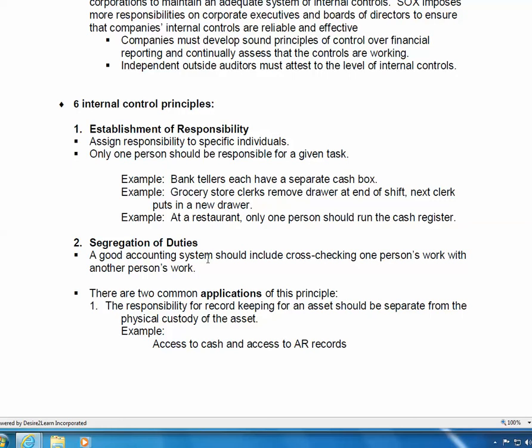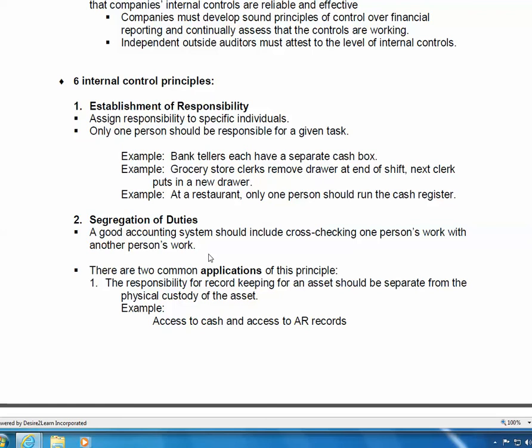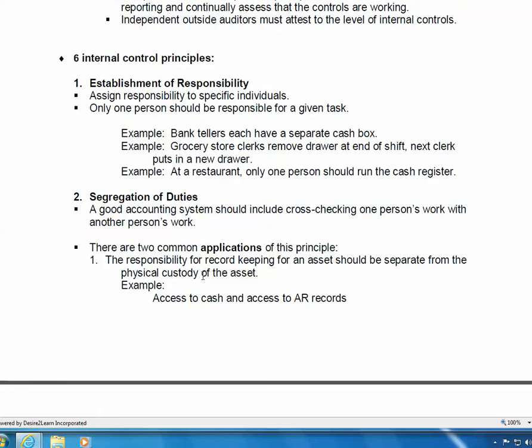Segregation of duties. I've got a couple of good applications here of segregation of duties. The first application is a very, very sound rule: the person at our company who has responsibility for keeping track of the records for an asset should never also have physical access or custody of that asset.